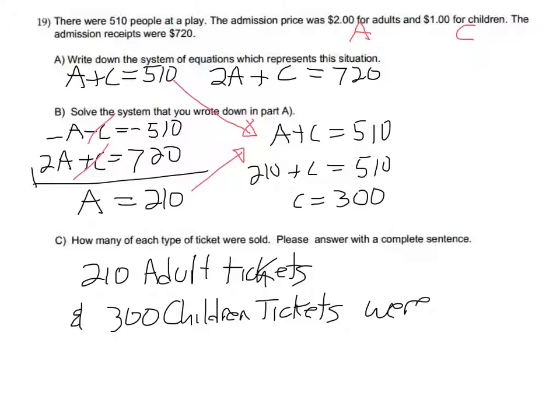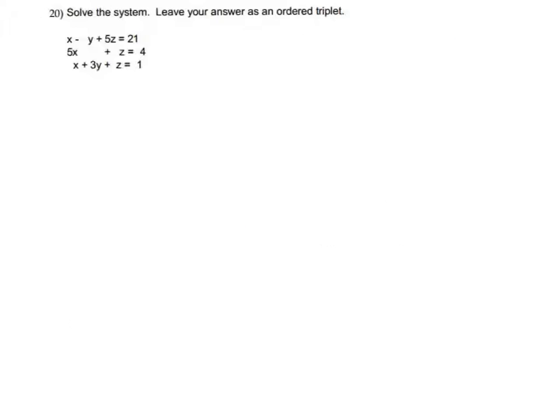Were sold. Now why add the word sold? Because they said a complete sentence. So I guess probably should spell out 210, but hopefully your teacher's not that kind of person and take a point off for that. But at least it's a complete sentence now. That is how you solve this system. You could have also chosen to do a substitution on part B. That would have been fine. But this one works well. All right, great. Next question.